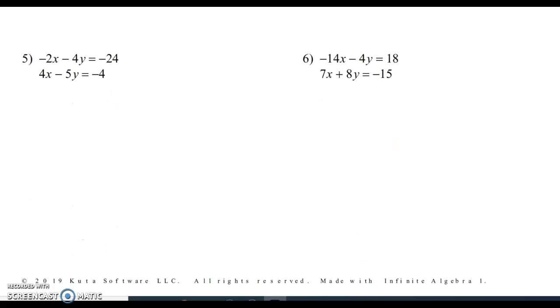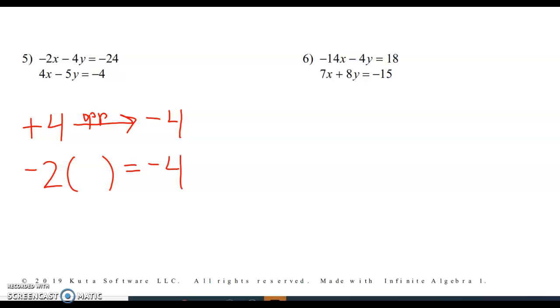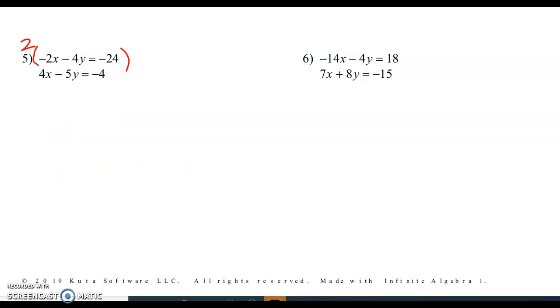All right, number 5, we can see we don't have opposites. We look at x and y. The x's are closer to being opposites, right? I have 4 and I have negative 2. So the opposite of positive 4 is negative 4. So I have to ask myself, negative 2 times what would be negative 4? That would be positive 2. So I'm going to have to multiply the negative 2 by positive 2 to make it negative 4. So I multiply that entire top equation by 2.